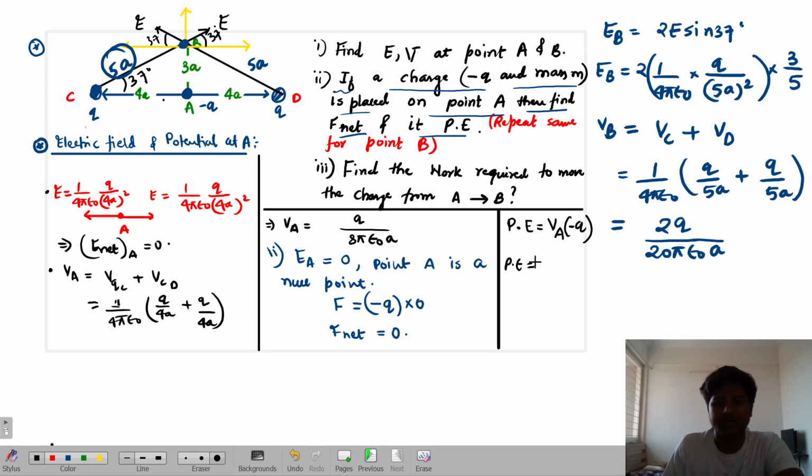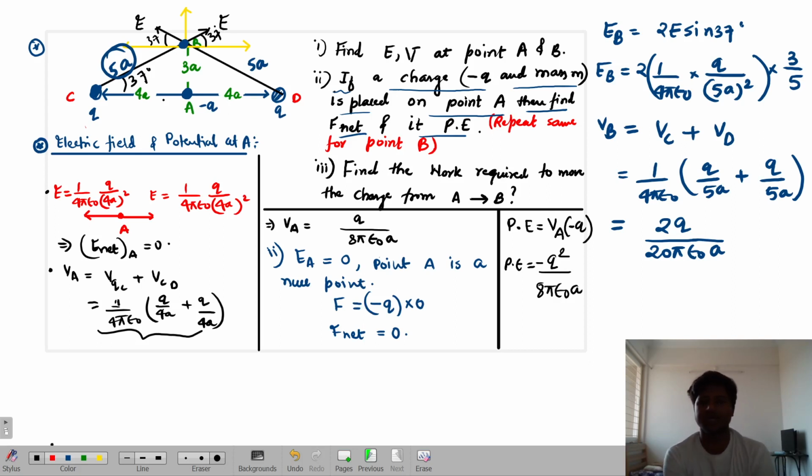So potential at A we have calculated already. It will be minus Q square by 8 pi epsilon naught A. Now it is minus Q. Okay, take it. So minus Q square by 8 pi epsilon naught A is my potential energy at point A. Similarly, if someone puts it at B, find the potential at point B and multiply with the moving charge, and you will get the potential energy at point B. Are you able to get it?